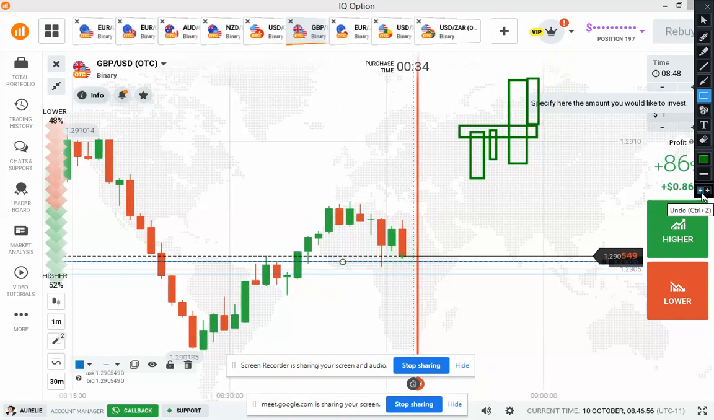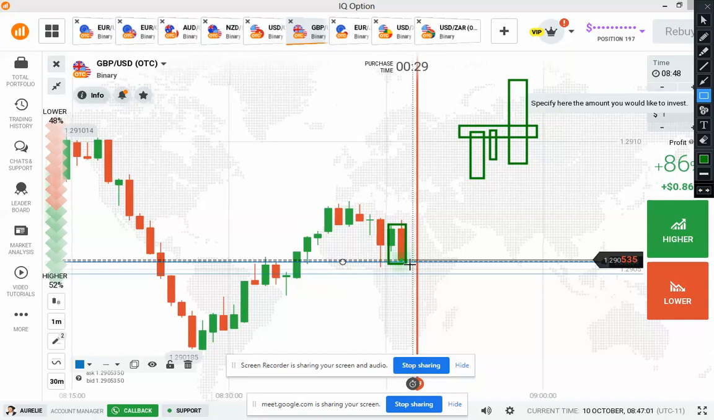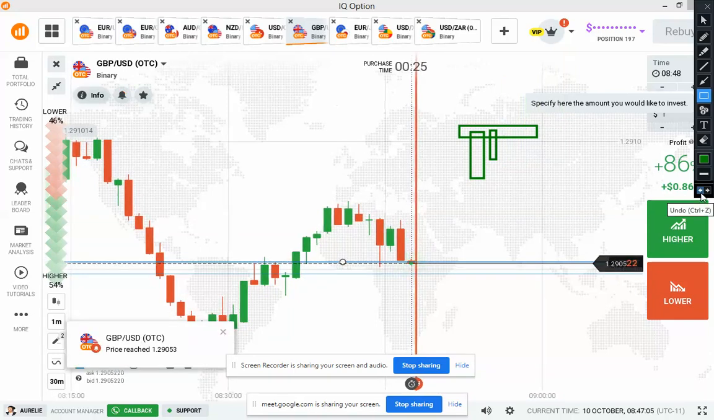So that is why I'm using it just like this. This is a bearish engulfing pattern. Wait for the price to reach the zone or come back, then you can decide to go with sellers.